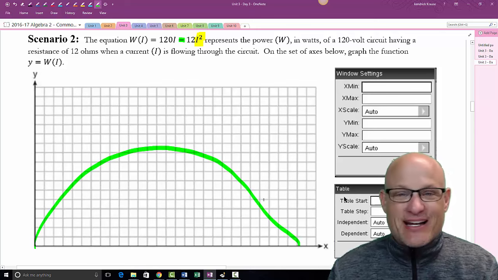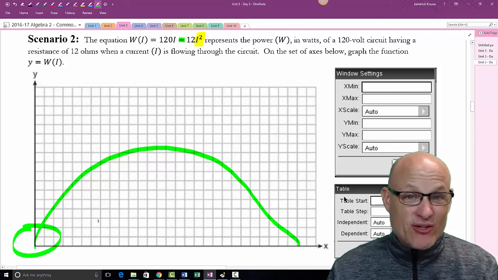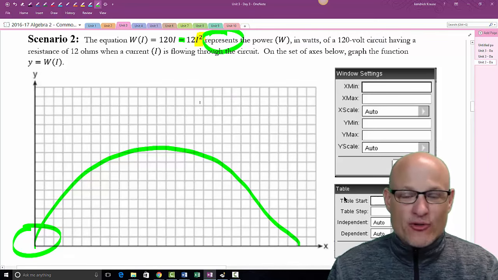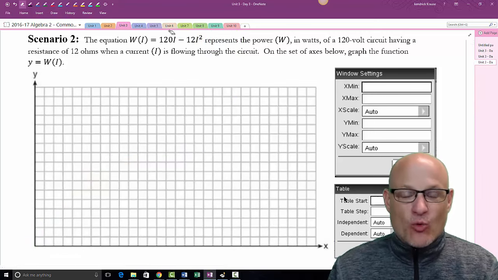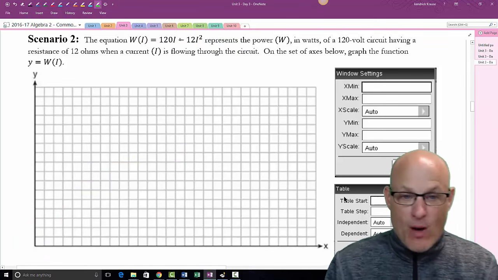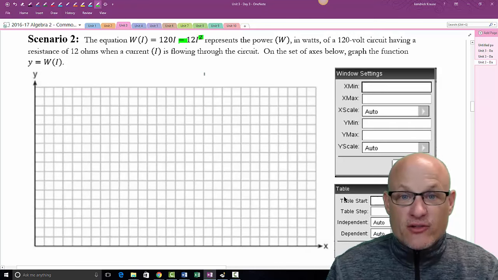Now, I haven't even read the context of the problem, but I know whatever it is, it has to start at zero because there is no constant in this problem. There's no 5 or 8 or 10. There's only two terms. One of them has an i and one of them has an i squared. So we know this is going to be an upside down parabola because of the negative, and we know it's going to be a parabolic curve because it's a squared.